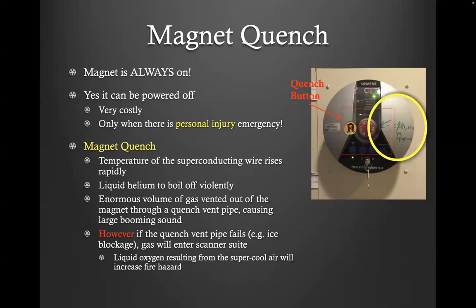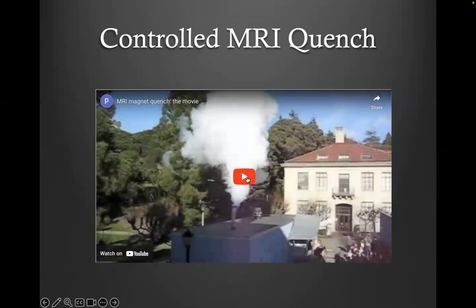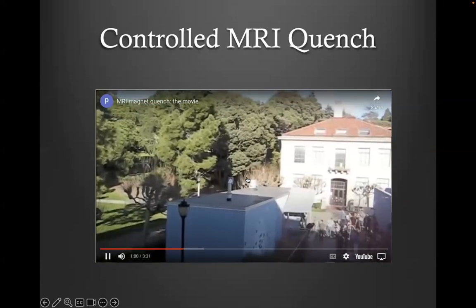And there is $80,000 written there for quench. That's a very costly procedure, and with inflation, that was the cost like five years ago. So that's very, very costly. So this shows an example of a quench. That's an intentional quench.